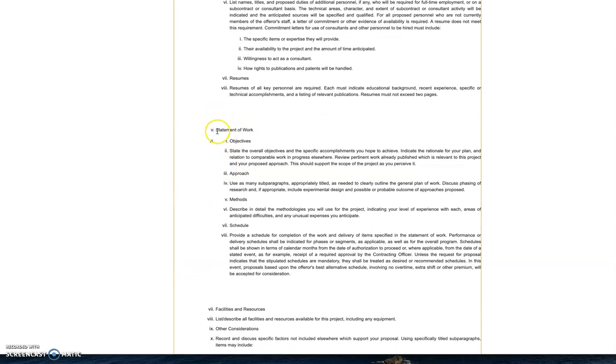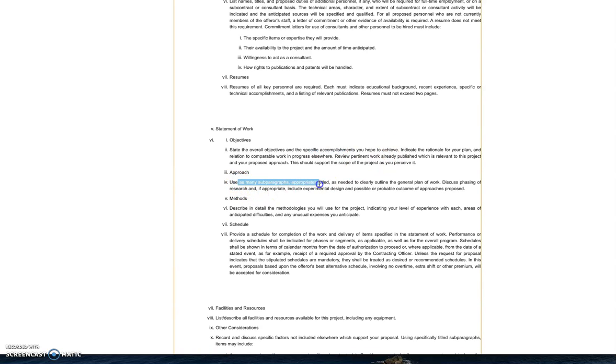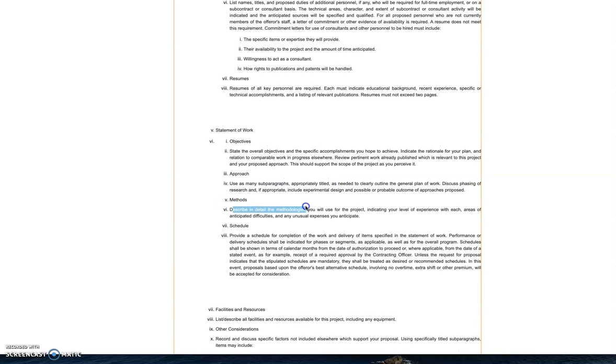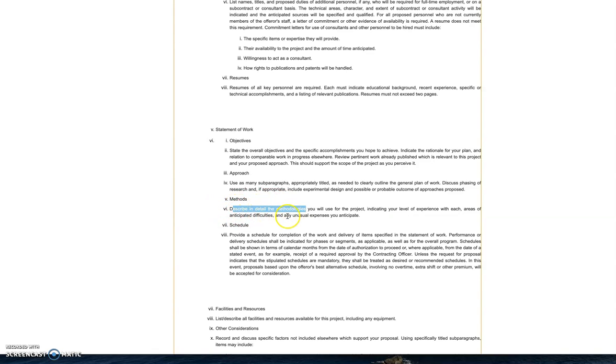Continuing down, we also have statements. This is what the work is actually going to be. Here again is a verb. State the objectives. State the specific accomplishments you hope to achieve. Use as many subparagraphs, etc., right? So if we continue on down, describe in detail the methods you will use for the project. This is similar to any other proposal where you have to say, here's what I will do and how I will do it, or here's what my group will do and how we will do it. Here, it's very clear, describe in detail. So as you put one together, a simple bullet list of we're going to do these things isn't going to be enough. You're going to need to provide a lot more information, a lot more detail.